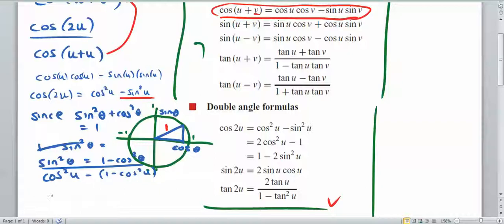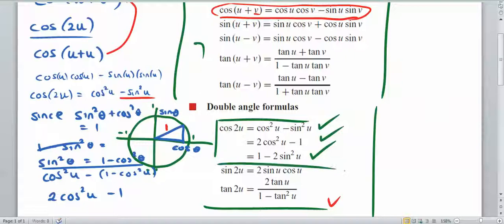So we've got 2 cos squared u minus 1. And wow, that's our second one. So we've just done that there. And look, using the fact that cos squared is equal to 1 minus sine squared, we could do the same thing to get this one here. So these are our double angle formulas.